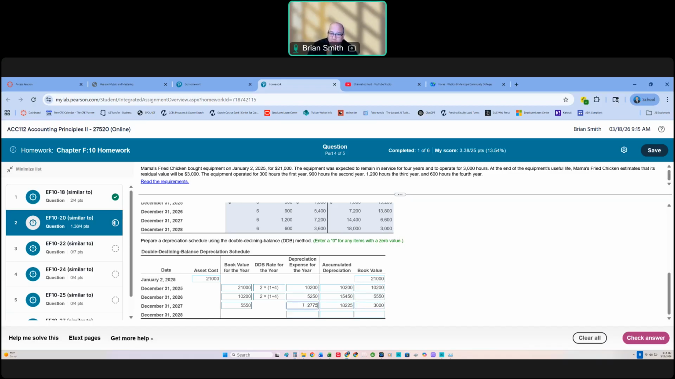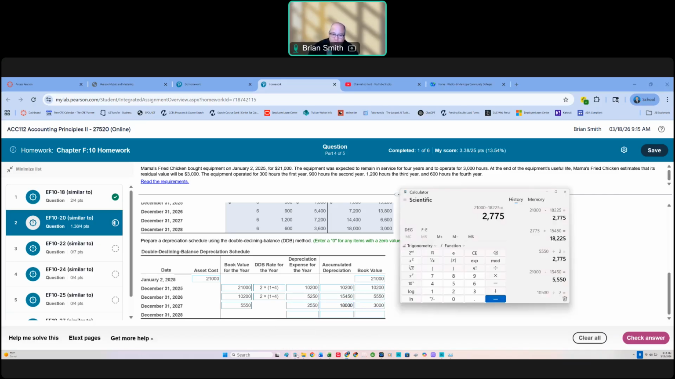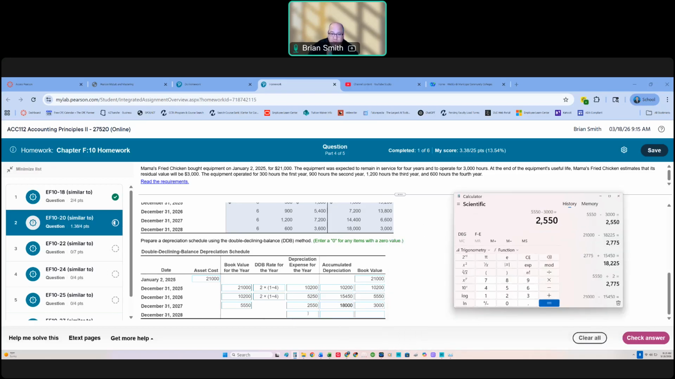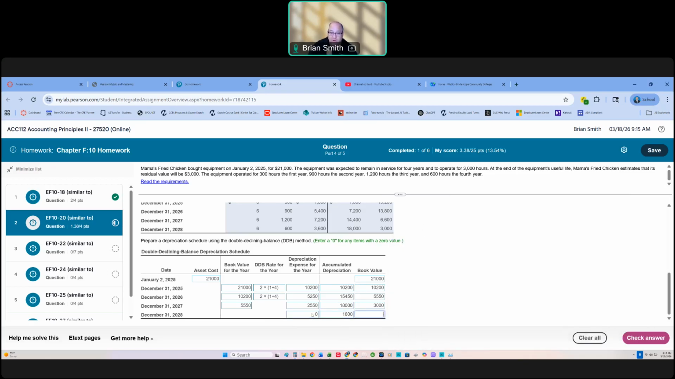So that's why they don't do this calculation right here. We're going to do 2,550, and that should get us to 1,800. Let me just punch that number really quick to make sure. 5550 minus 3,000. Okay. So then year depreciation expense in year, enter 0 for any items with 0 value. Okay, so we're going to do a 0 here because in year 4, we've already depreciated it fully. We don't need to depreciate it further.